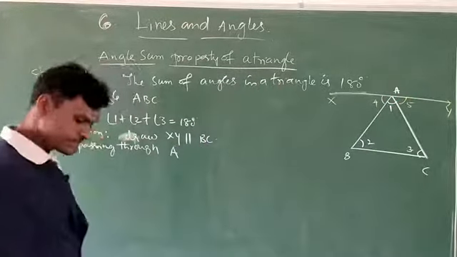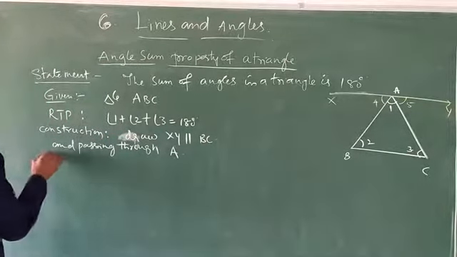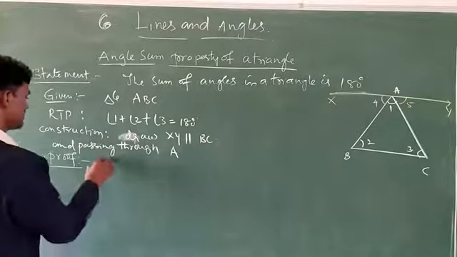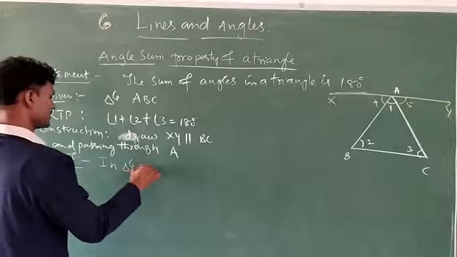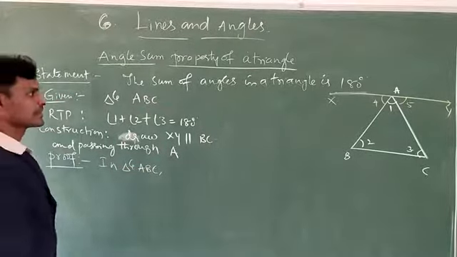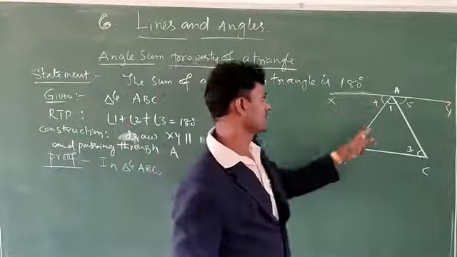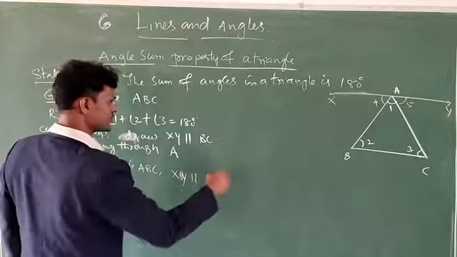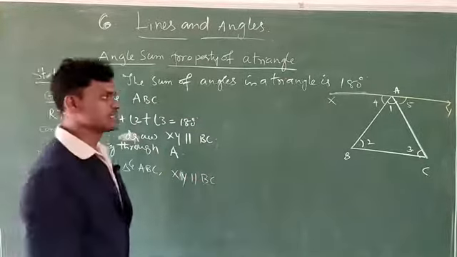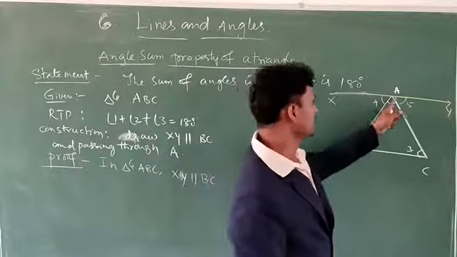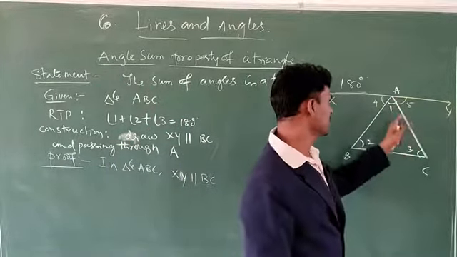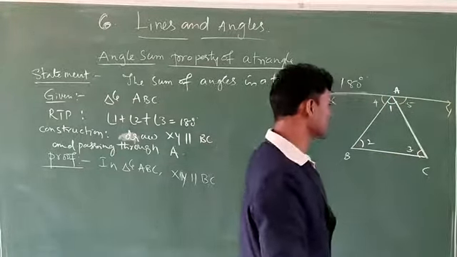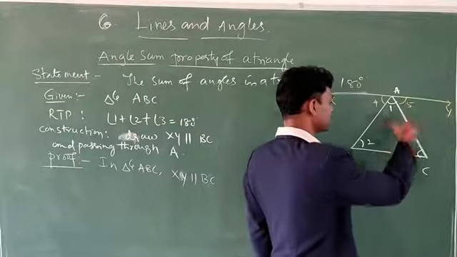Now listen. Theorem proof. See here. In triangle ABC, XY is parallel to side BC. Here we have to apply parallel lines and transversal line properties. Here XY is parallel to BC means AC is a transversal line. AC is a transversal line means alternate interior angles, opposite angles, are equal. Angle 3 is equal to angle 4.